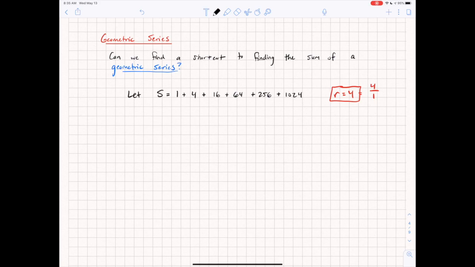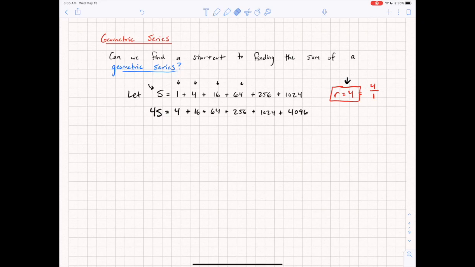The idea is that we're going to construct a new geometric series by taking the one we have here, and I'm going to multiply it by an extra 4, right? That 4 again being what that ratio was. So if I multiply the series by 4, I'm going to multiply each entry by 4. So I would get 4 times 1, 4 times 4, 4 times 16, 4 times 64, 4 times 256, and then 4 times 1024, which is 4096.